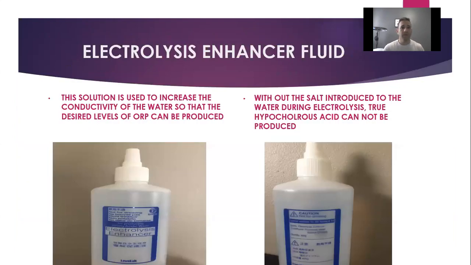Okay, so the electrolysis enhancer fluid. You need the electrolysis enhancer fluid to help produce the 11.5 strong Kangen water and the 2.5 hypochlorous acid. You need the salt to do this. I guess the best way to put it is, in order to get the high level of oxidation that the 2.5 can produce, you need the salt.